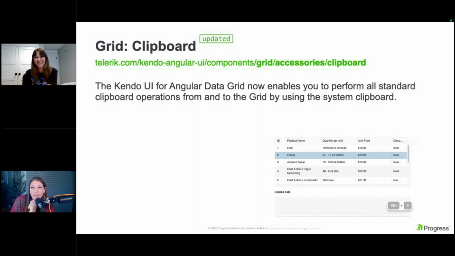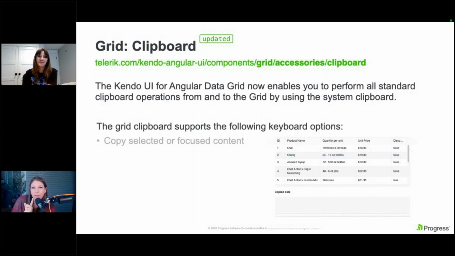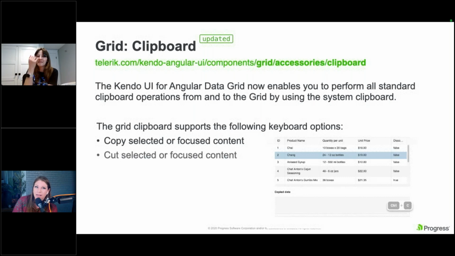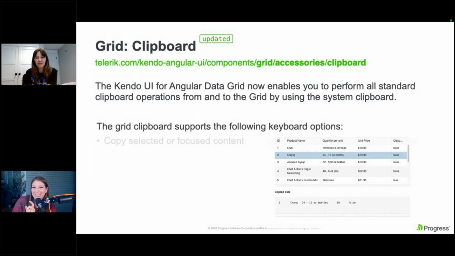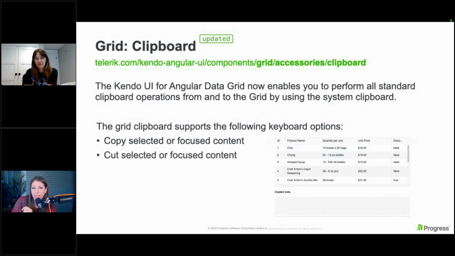So the grid clipboard supports the following keyboard options, and I'm going to list them all out. If you go into grid/accessories/clipboard, that's where you can see these. But copy selected or focused content, cut selected or focused content, and paste the clipboard content are the three.